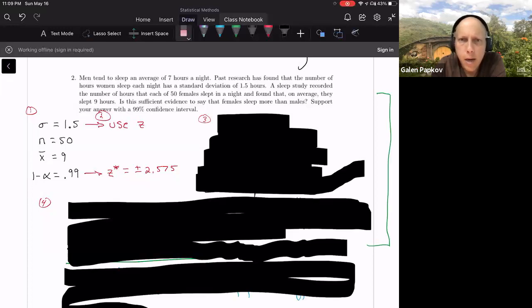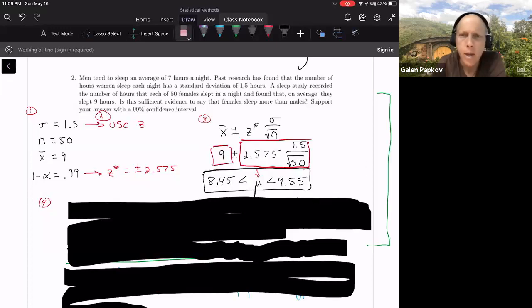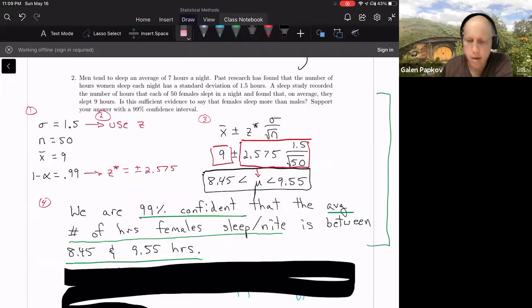All right, so now that you've got everything you need, you plug into the appropriate confidence interval formula, calculate your bounds, and you should get mu is somewhere between 8.45 and 9.55. What does that mean? Now, this is the part oftentimes students don't like doing, but it's good practice to try to interpret. Don't just wait for the answer. And so we are 99% confident, that's step 1, that the average or mean number of hours that females sleep per night, that's part 2, that's what mu represents, is between 8.45 and 9.55 hours.